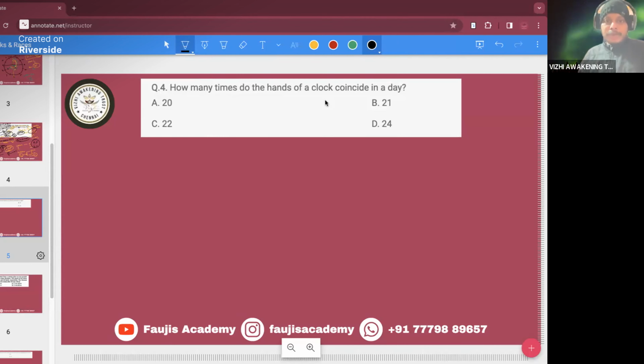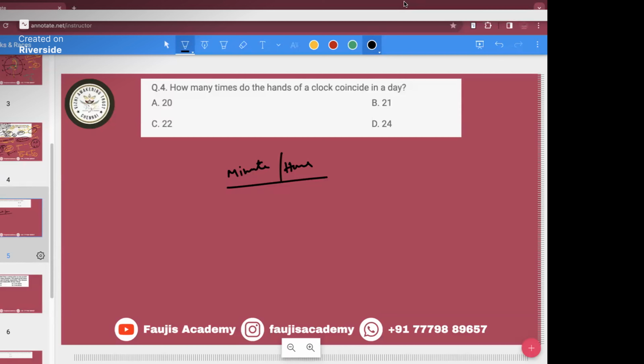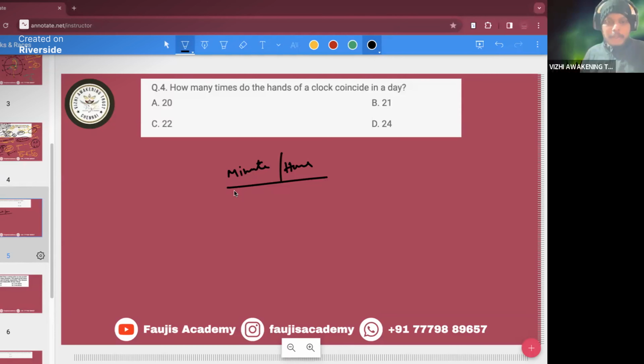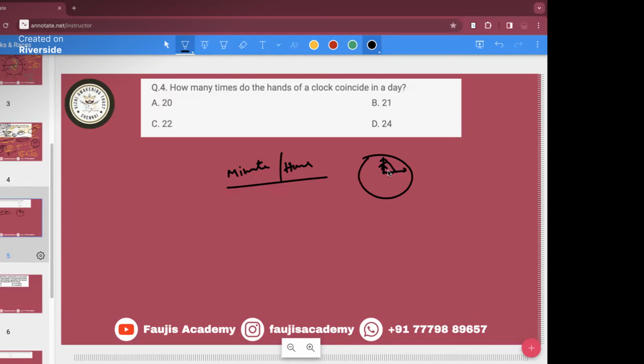How many times do the hands of a clock coincide in a day? Hands of a clock means what? Minute and hour. Okay. So minute and hour, and they are asking basically at 12, something like 3 o'clock, so at 3:15, option? C22, sir. Yes, C22. How did you calculate it, Sandhya?